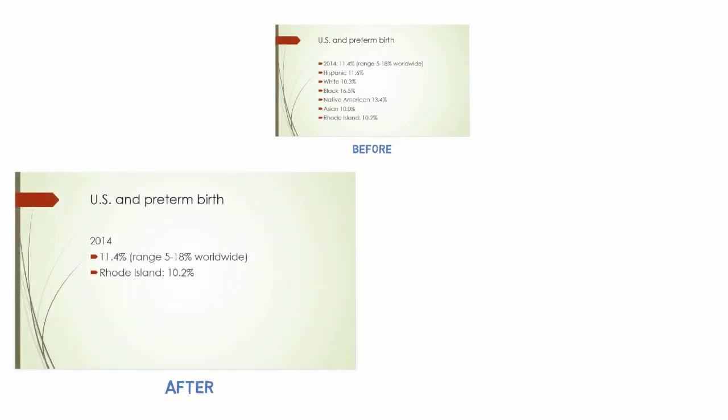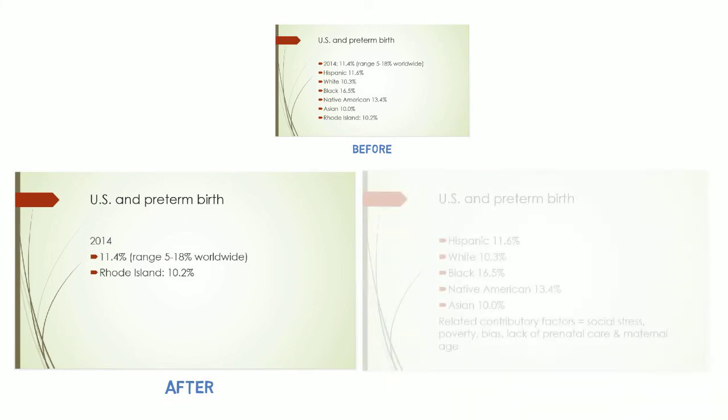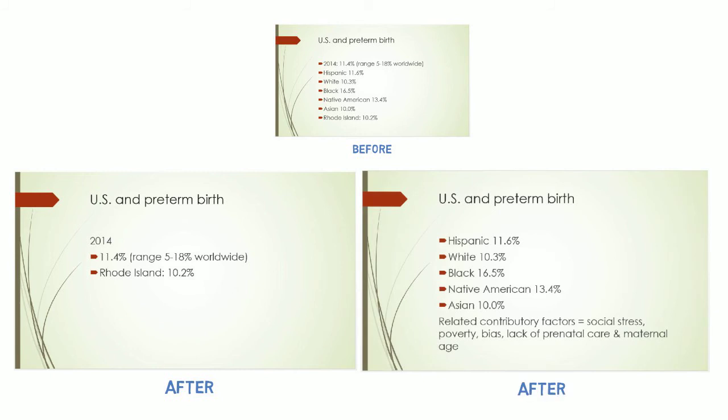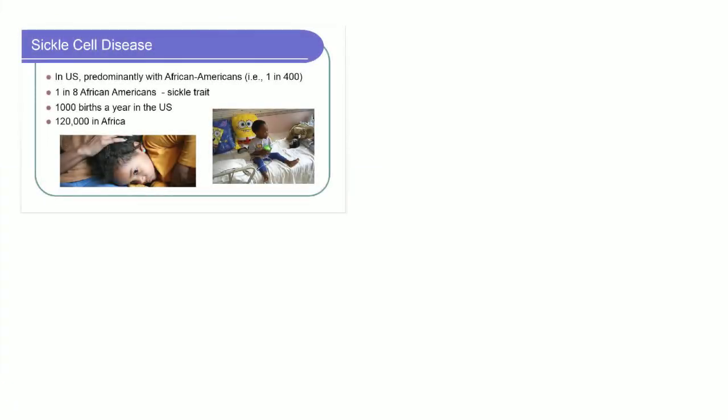First, the presenter separated out the non-racial demographic information to prevent a single slide from becoming too busy. On our next slide, she added an explanatory statement about non-biological factors that contribute to the higher rates of preterm birth in particular populations.